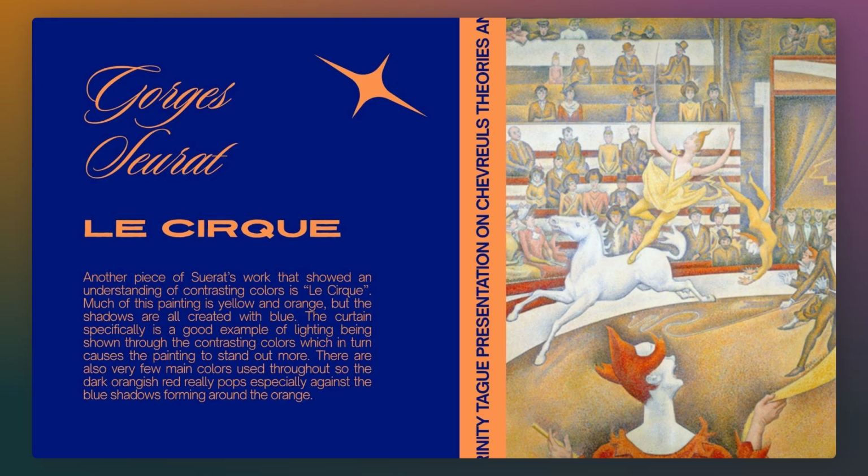Another piece of Seurat's work that showed an understanding of contrasting colors is Le Cercle. Much of this painting is yellow and orange, but the shadows are all created with blue. The curtain specifically is a good example of lighting being shown through the contrasting colors, which in turn causes the painting to stand out more. There are also very few main colors used throughout, so the dark orangish red really pops, especially against the blue shadows forming around the orange.